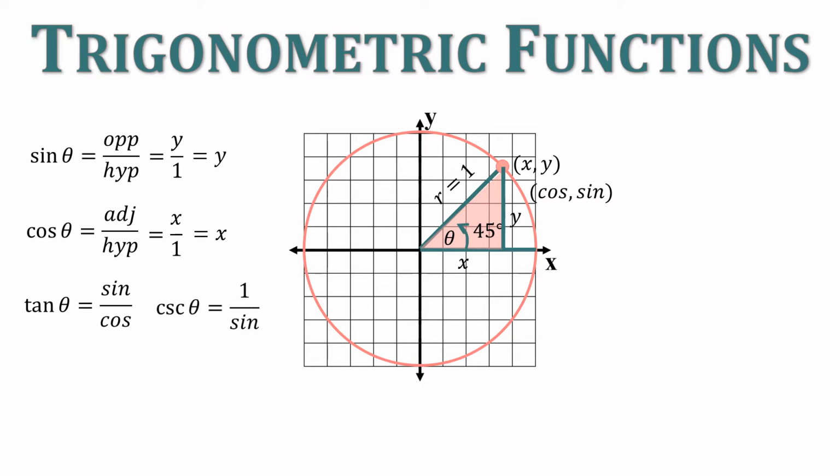Tangent is sine over cosine. Cosecant is 1 over sine. Secant is 1 over cosine. And cotangent is cosine over sine. So cosecant, secant, and cotangent are reciprocal trig functions. Once you find your first 3 trig functions, sine, cosine, and tangent, you can simply find the reciprocal, meaning you flip them, to find your remaining trig functions, cosecant, secant, and cotangent.